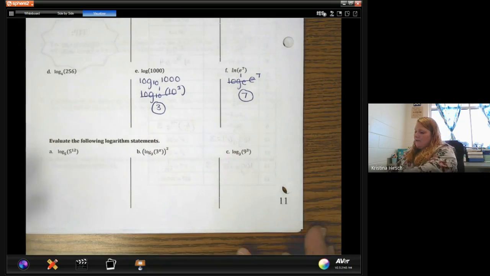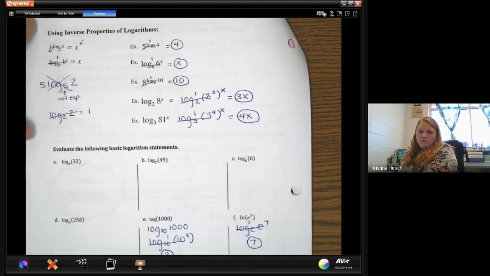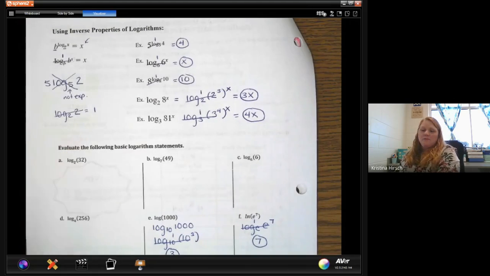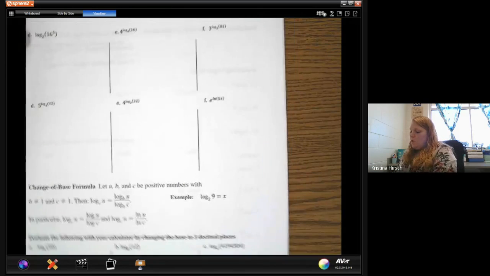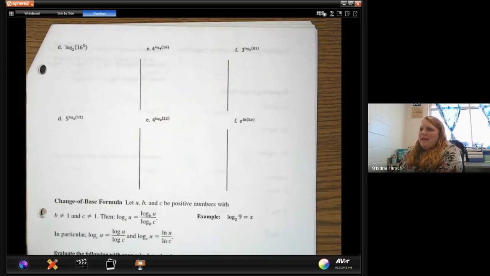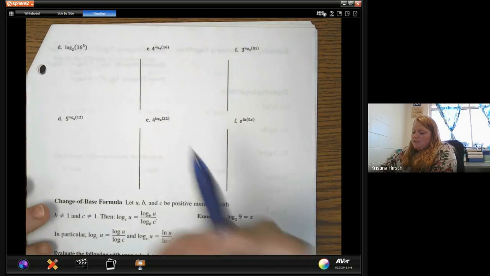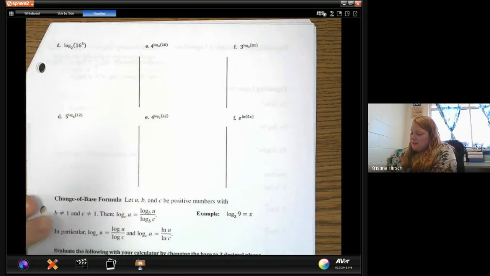I gave you some examples at the top using the property. Now you're using those properties to help you with these problems at the bottom of the paper. If you flip over, there are some more problems up here at the top. Again, you're going to have to manipulate some of them. Some of them will just cancel out really easily. For example, this one you would have to manipulate because 16 and 2 are not the same.